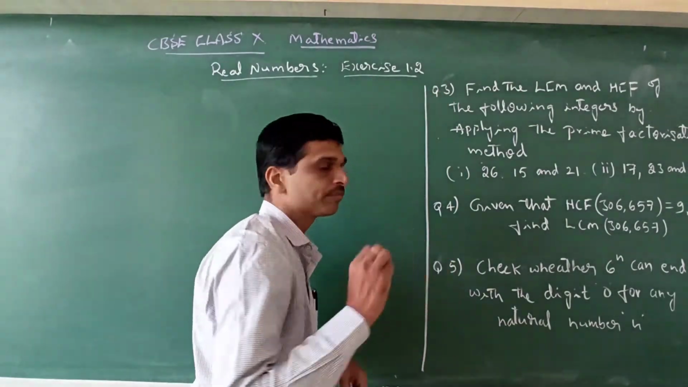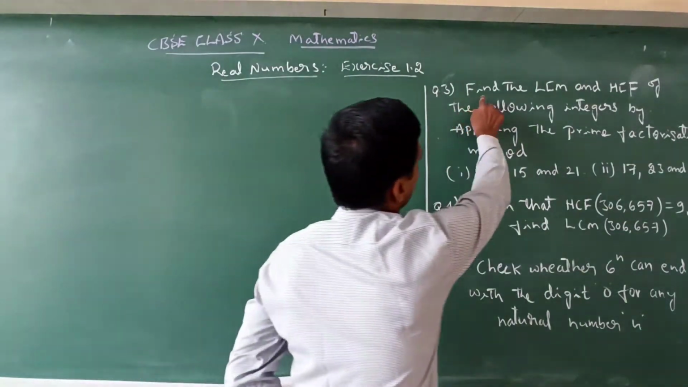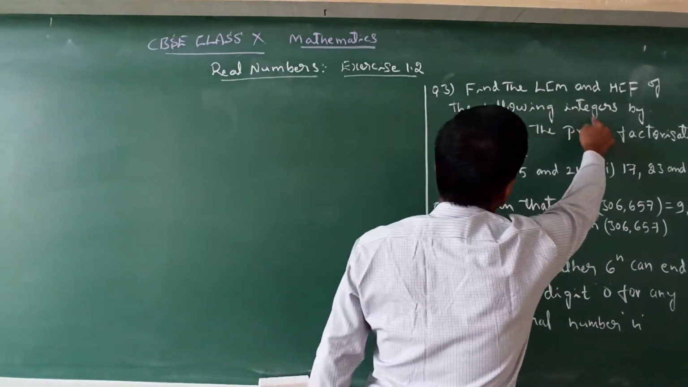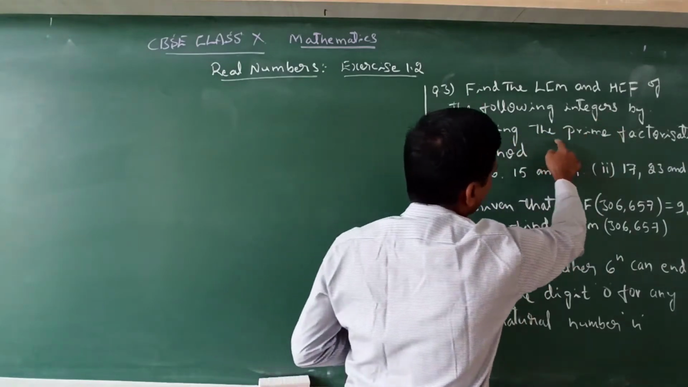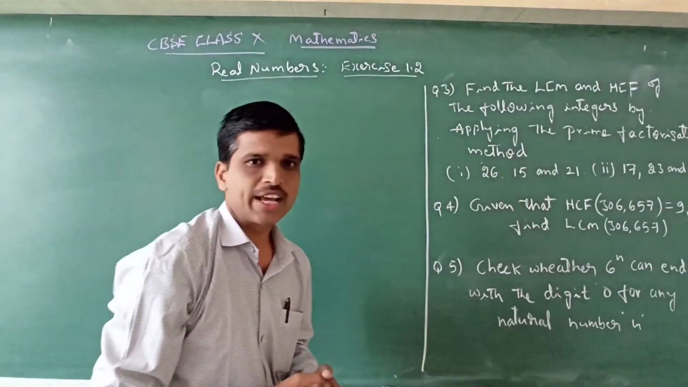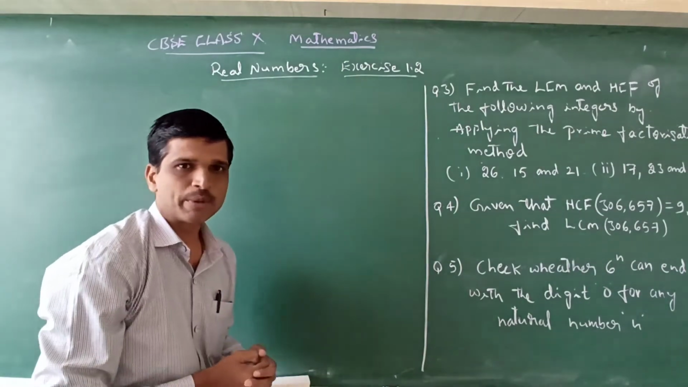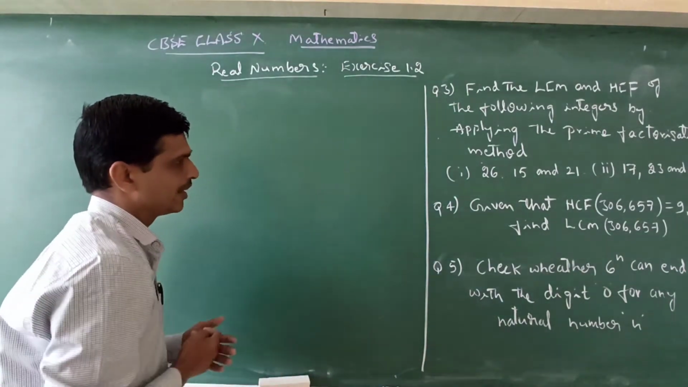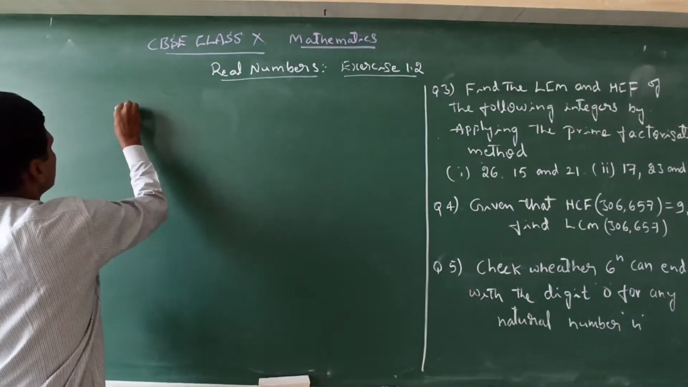Today, again, I am continuing the first chapter, exercise 1.2 remaining problems. Let us start. What does it say? Find the LCM and HCF of the following integers by applying the prime factorization method. Yesterday I showed how to solve the problems by using the prime factorization method. The same way, once again I will take the examples. Solution.